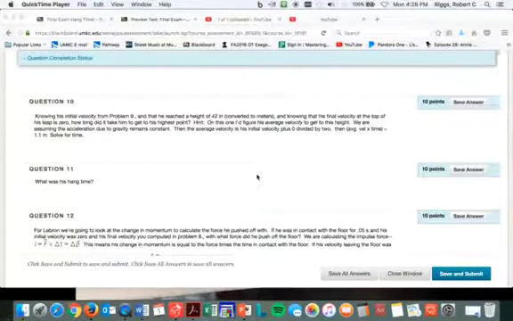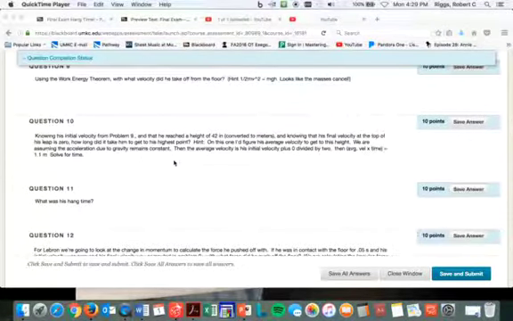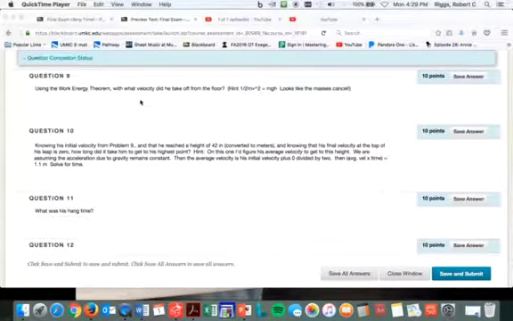Okay, let's do these last two questions. All right, so here we go. Last three questions. Knowing his initial velocity from problem 9, and that he reached a height of 42 meters, how long did it take him? So you calculated his initial velocity in 9, which should have been around 4.69 or something like that.